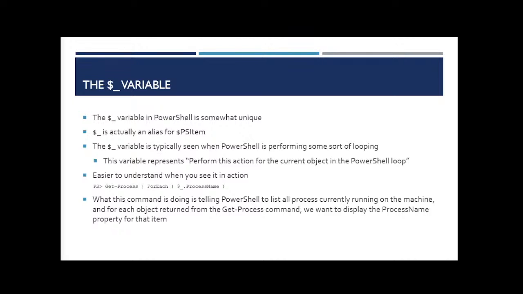All right. The $_ variable. This is like a weird PowerShell-ism that I don't know if it exists in any other language, but it's worth talking about. So the $_ variable in PowerShell is a bit unique, and it's actually an alias for the $PSItem variable. The $_ variable is typically seen when you're doing a looping operation, and what we are saying is perform this action for the current item in the loop. So if we did Get-Process ForEach $_.ProcessName, we would see a listing of just the process names.